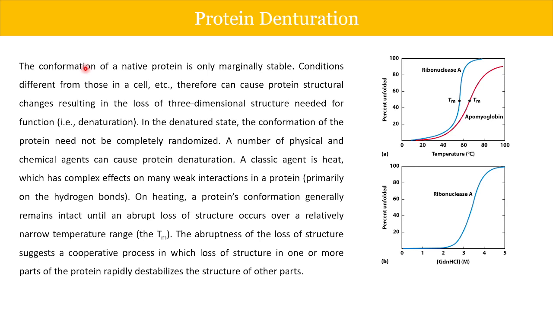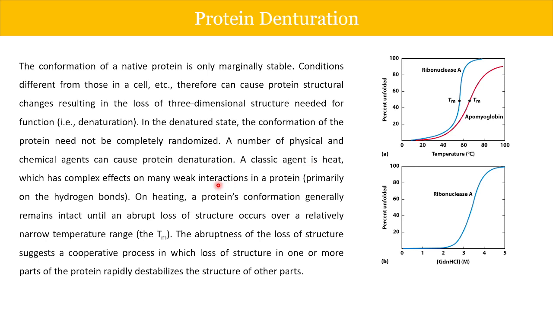So what are the conditions that play an important role in protein denaturation? A number of physical and chemical reagents can cause protein denaturation. So one such agent is heat. Heat is one of the biggest, classical agents. When you provide heat to a protein, it basically opens up, because when the temperature increases, the bonds break, the interactions break, and that leads to opening up or unfolding of the protein, leading to protein denaturation.